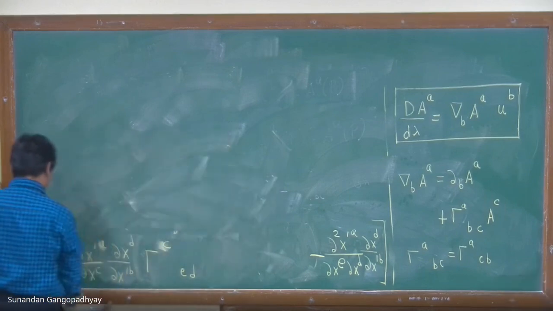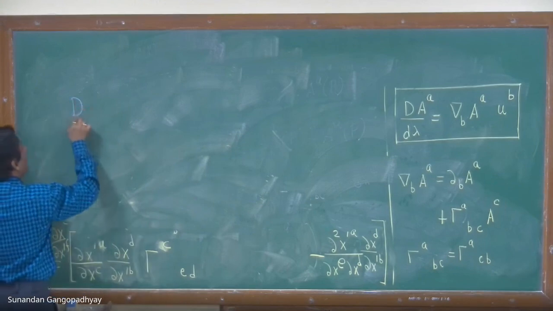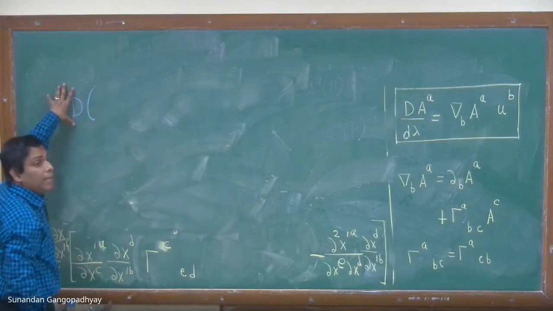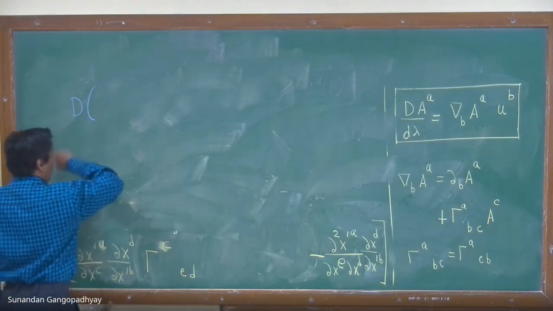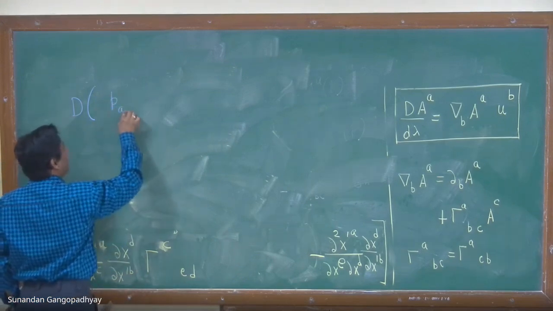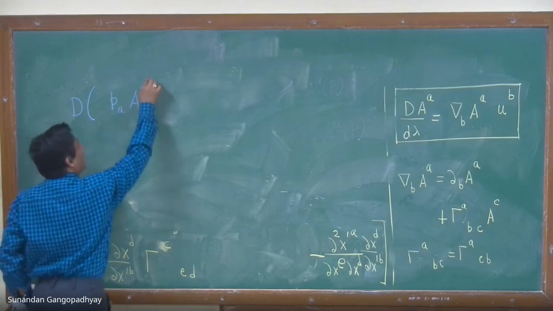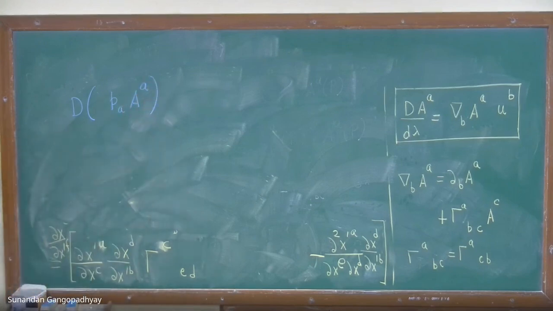Okay, so let us now consider the derivative. We have seen that this operator transforms in a covariant way. Let us consider this p^a.